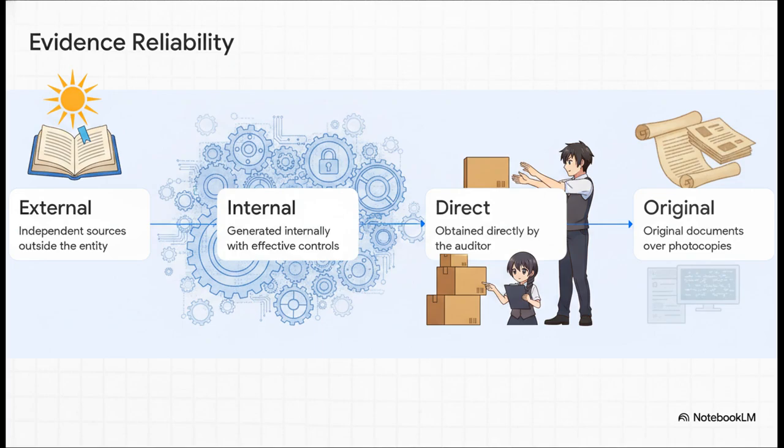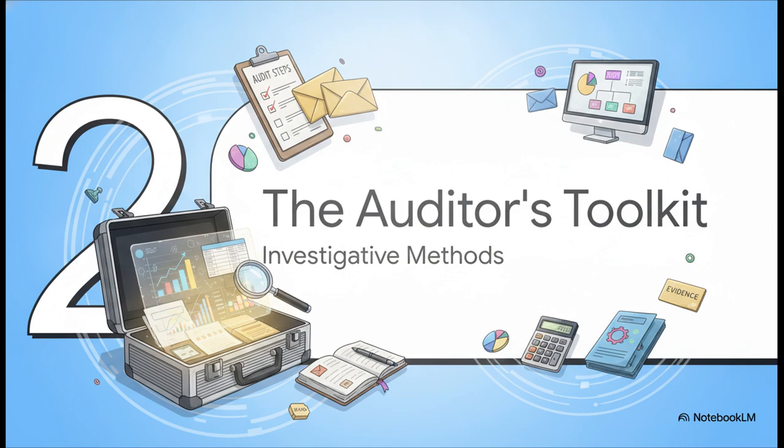The absolute gold standard? That's evidence you get from external independent sources, totally outside the company. Right below that, you've got internal evidence, which is considered way more reliable if the company's internal controls are actually effective. Then you've got direct auditor observation. Seeing an inventory count with your own two eyes is vastly superior to just asking an employee how it went. And finally, original documents are always going to beat out photocopies or electronic scans. Hands down.